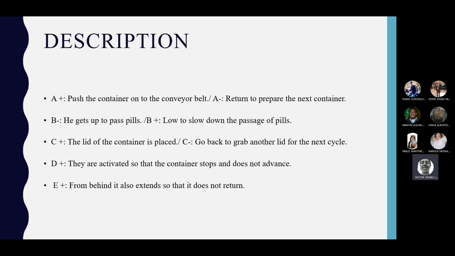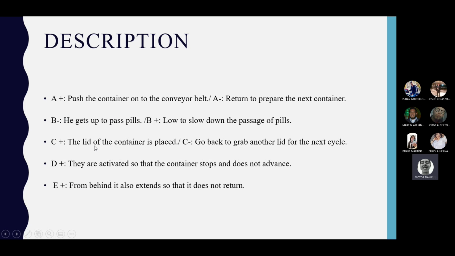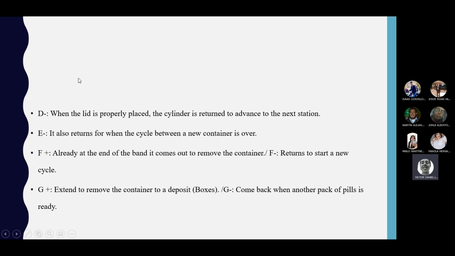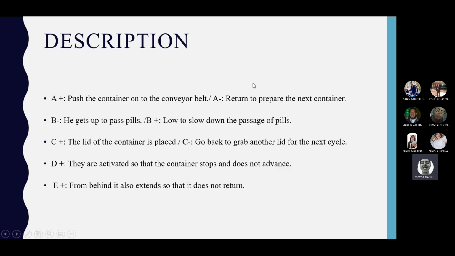The description is where we develop what every actuator has to do in every situation, with this A plus and A less in every actuator. So it's like the summary of what we have in this place. We keep seeing it in this place because it's pretty long, this equation of motion.